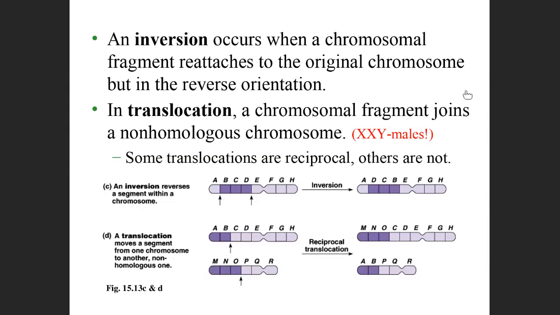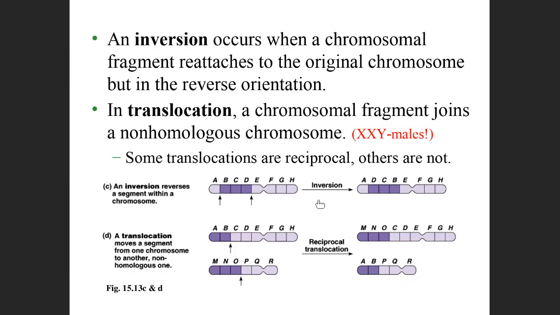Inversions occur when the chromosomes break off and reattach, but they turn around, they reverse and reattach. So we see that here. Normally the pattern of genes is ABCDE, and here it is ADCBE. Again, this individual still has all the correct genes.